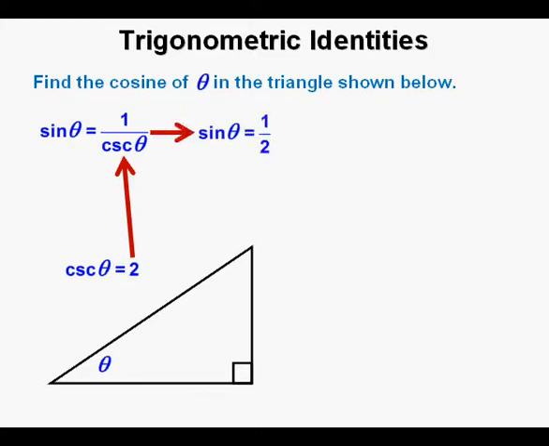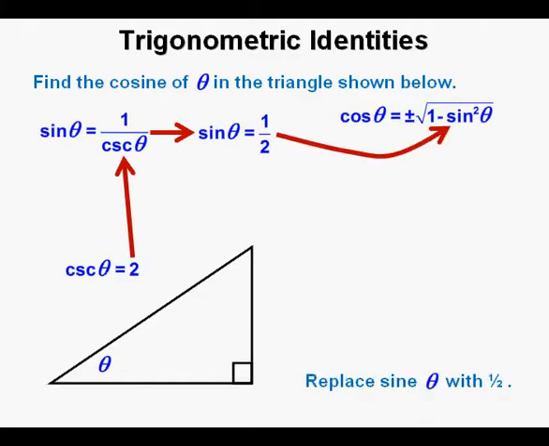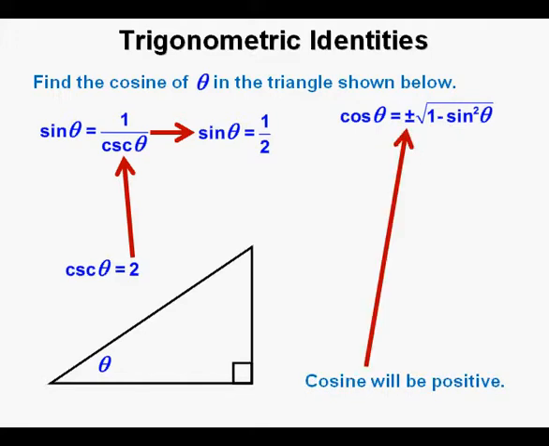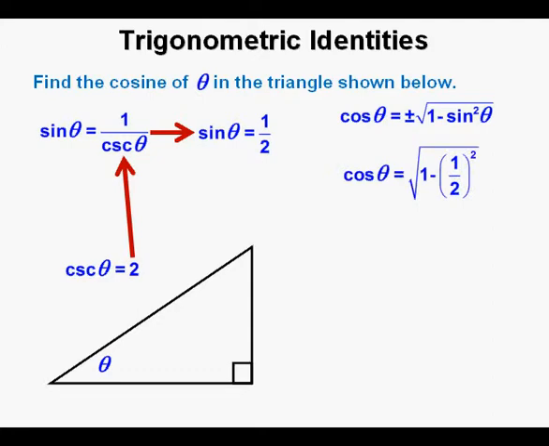Now to find the cosine of theta, we'll pull out this version of the Pythagorean identity, cosine theta equals plus or minus the square root of quantity 1 minus sine squared theta. To use this identity, we'll do two things. First, we'll replace sine theta with 1/2. And secondly, since the angle theta is found in quadrant 1, we will have the plus of the plus or minus. We know it's positive. So we now have cosine theta equals the square root of quantity 1 minus 1/2 squared.